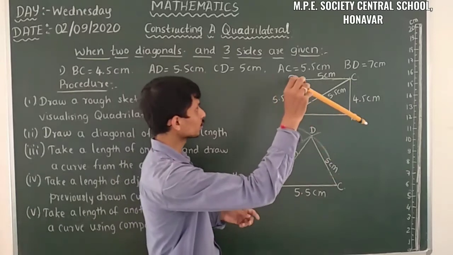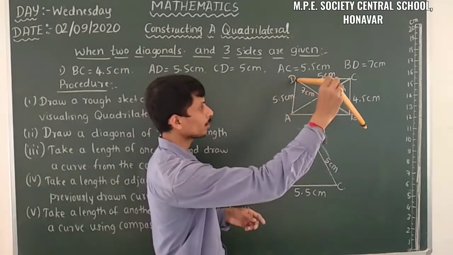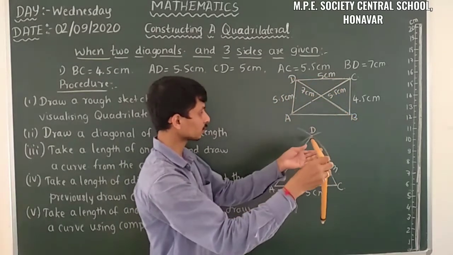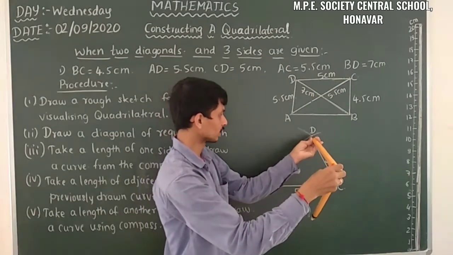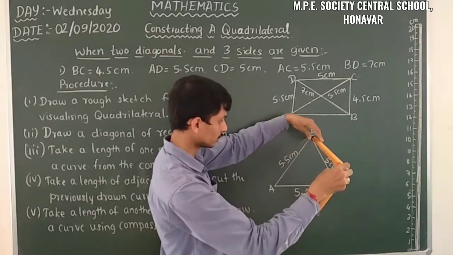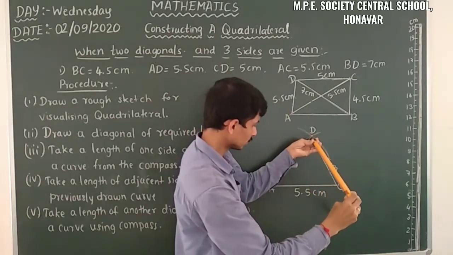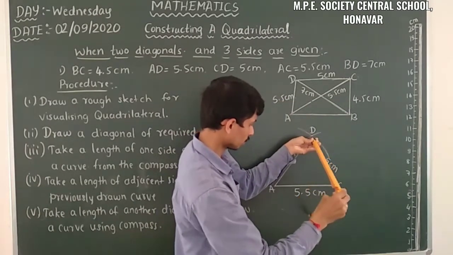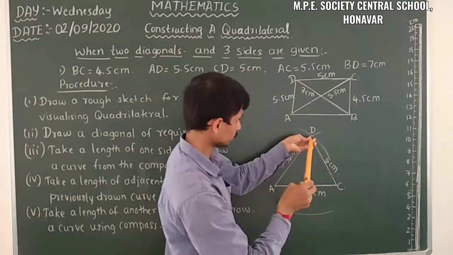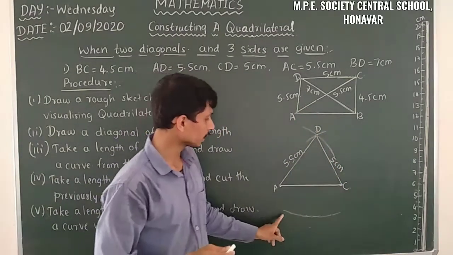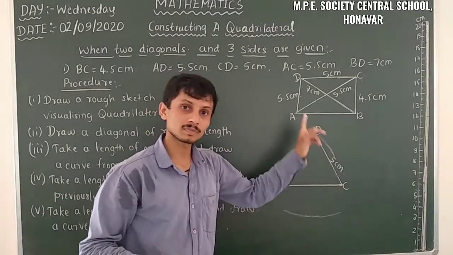So we have to take a length from BD only. So first we locate the point D here. After that, what we have to do? Just draw a curve like this. So here I draw a curve for the diagonal.